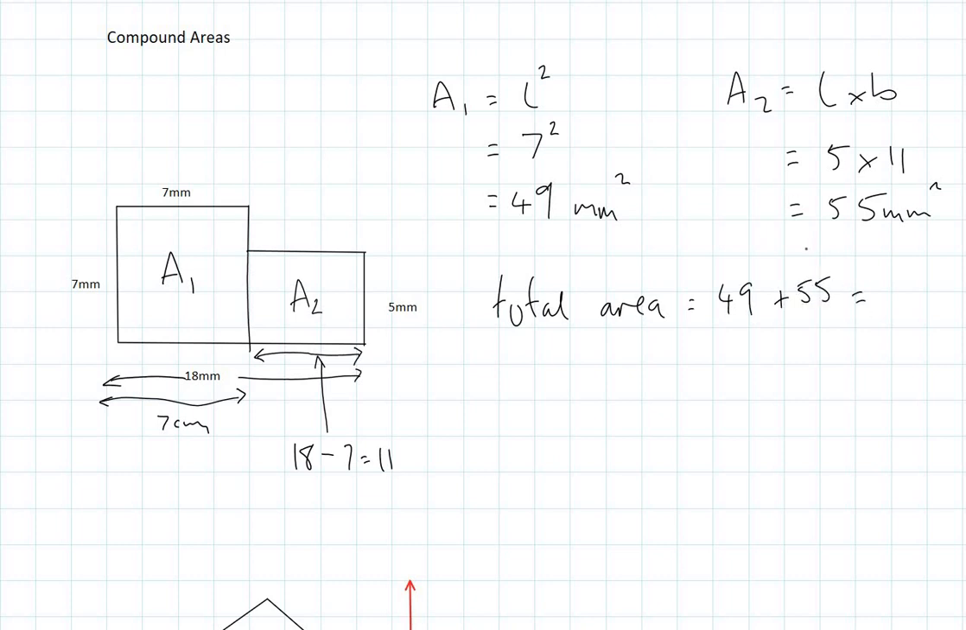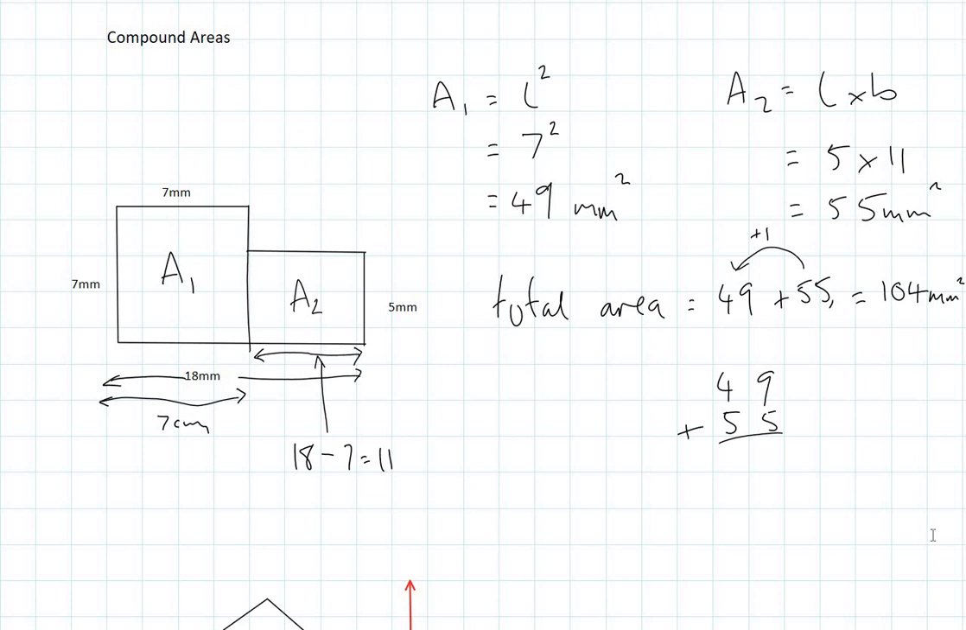Now, I want to do this in my head, I'm feeling lazy. So what I'm going to do is borrow a 1 from that 55 and add it onto the 49. So that'll give me 50 add 54. 50 add 50 is 100, so 50 add 54 is 104 millimeters squared. In an exam, go ahead and set out a chimney sum.